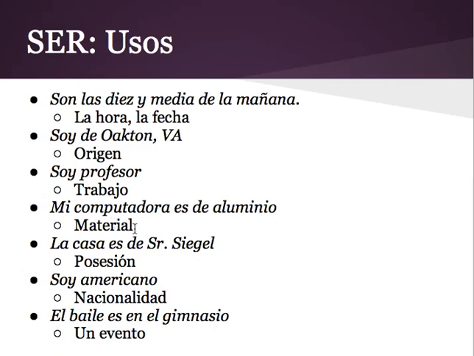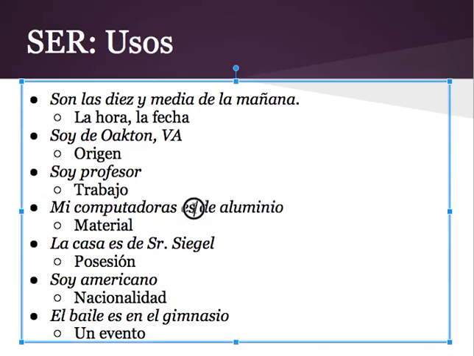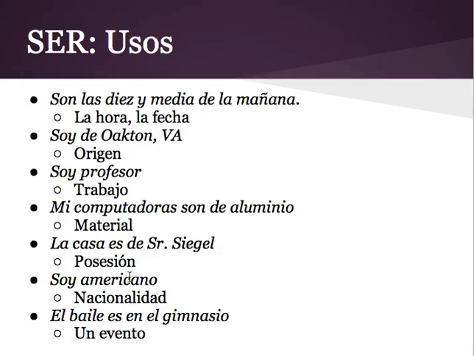You can also use ser to talk about what things are made of. So if I say mi computadora es de aluminio, it's made of aluminum. Material. It's the material that it's made from. Es. If I wanted to say my computers are made of aluminum, I would say son de aluminio mis computadoras.